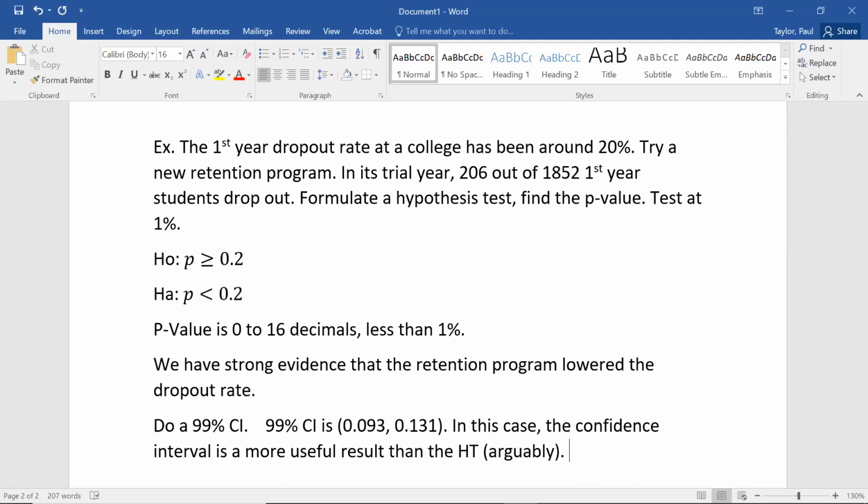So hypothesis tests get run a lot, but in my opinion, confidence intervals are more useful. So that's it for our third example. I have one more.